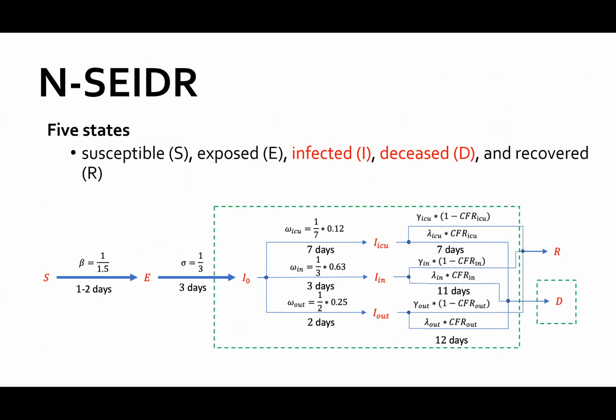Therefore, we are introducing the N-SEIDR, which has five states. We have an additional disease state, because with the large number of disease cases in COVID-19, it could not be ignored. And we also have a novel subcategorization of the infected state: ICU, inpatient, and outpatient. By introducing these new states, we can possibly predict hospital capacity needed in the future.